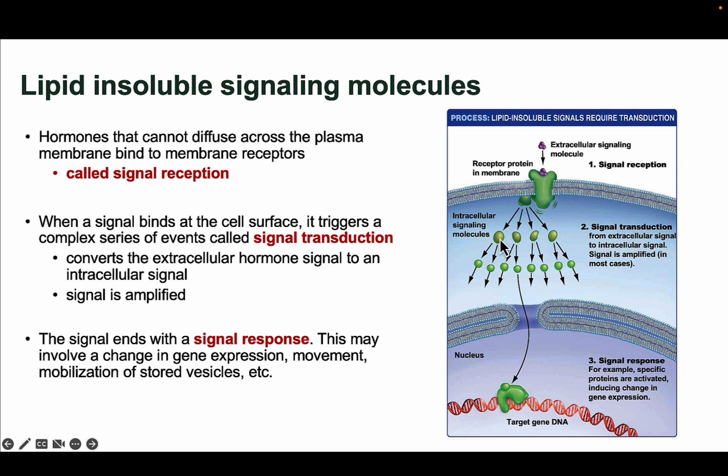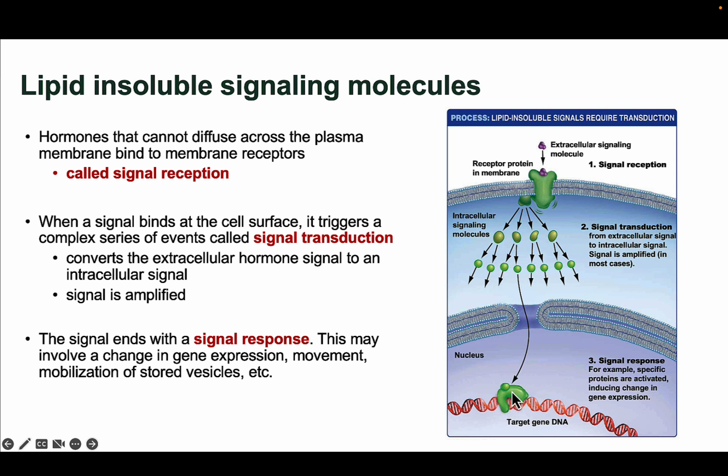And when it converts this, it will often amplify this signal. Okay, so one player, right, now becomes a little bit of a Ponzi scheme where one person can enlist a few more people, and then those people can enlist a few more people. And so you amplify this signal, okay? And this lets the body get away with producing very low levels of hormones to produce a very strong intracellular response.